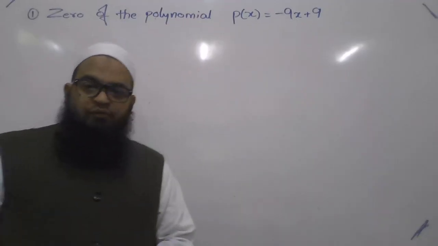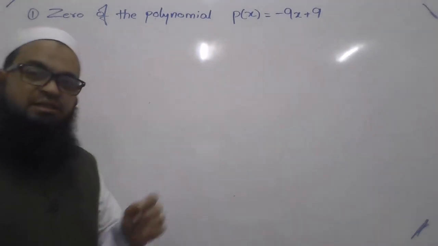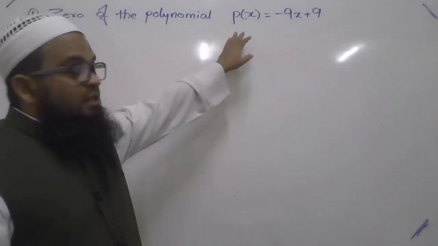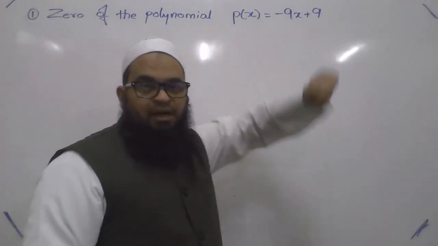The students who are following me, please do the questions, watch the video, do the questions by yourself, and submit to me. Fine. So let us start with the first problem. The first question is, find the zero of the polynomial p of x is equal to minus 9x plus 9.